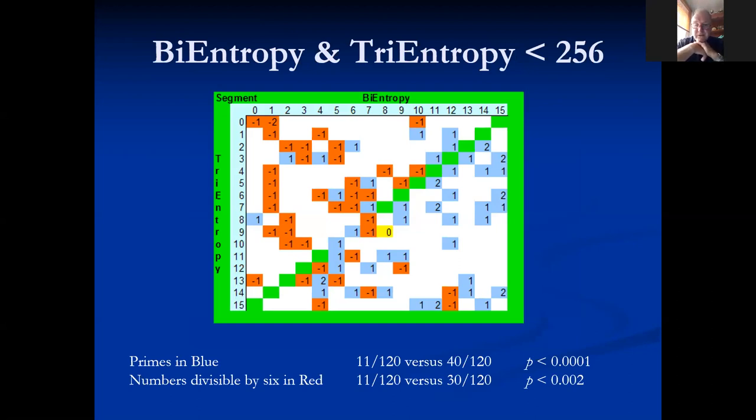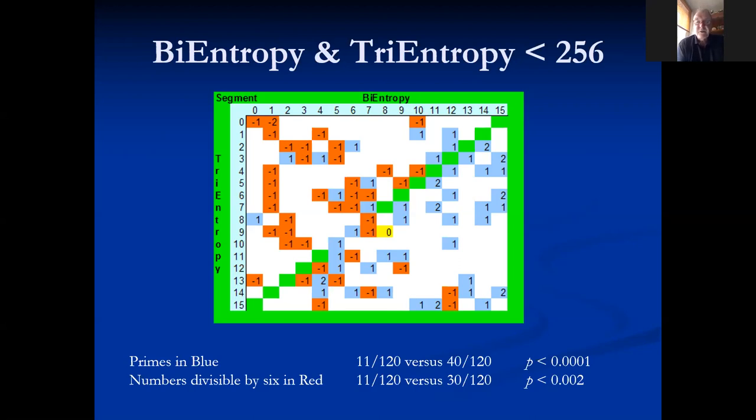Anyway, the next thing I needed to do was look at the relationship between bi-entropy and tri-entropy for the smaller numbers, less than 256. So I divided the 256 numbers into 16 cohorts, 2 ways. I allocated each number a cohort number between 0 and 15, depending upon its bi-entropy. And I also allocated each number less than 256 a cohort number between 0 and 15, based on its tri-entropy. So the 16 numbers with the lowest bi-entropy were in bi-entropy cohort 0, and the 16 numbers with the lowest tri-entropy were in the tri-entropy cohort 0.